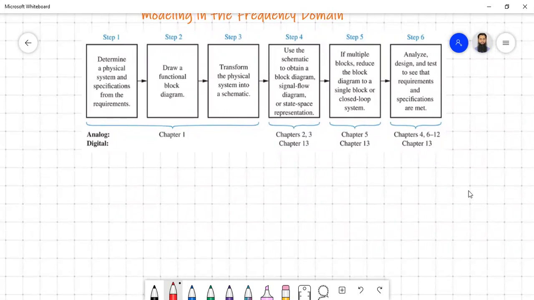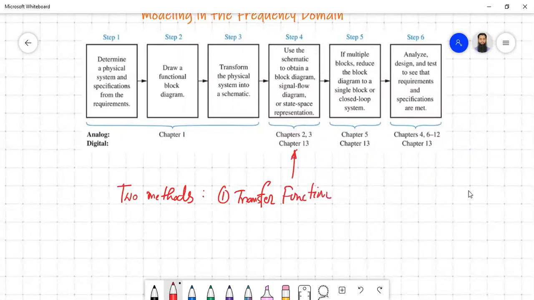So what we are trying to do is look into this step 4, and for this one we have 2 methods. The first one is the transfer function, which is supposed to be in the frequency domain. And the other one is the state space representation, and that will be in the time domain.